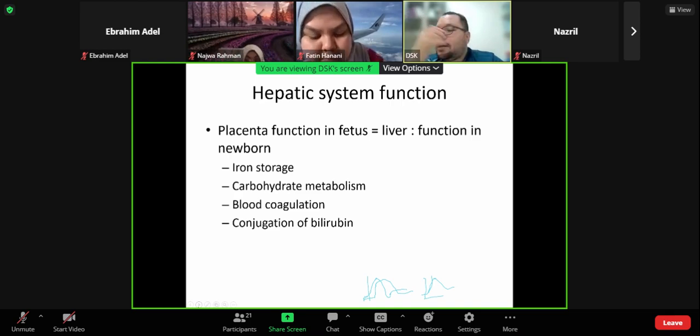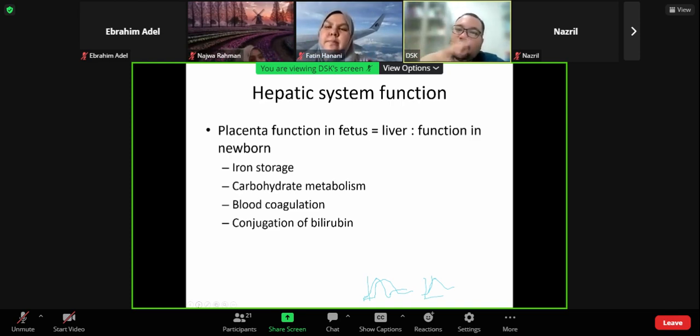Most fetal hemoglobin is actually produced by the liver. So the younger, the more premature the baby, the less all this function. Iron storage, carbohydrate metabolism, especially brown fat, and then glycogen storage, everything is in the liver.